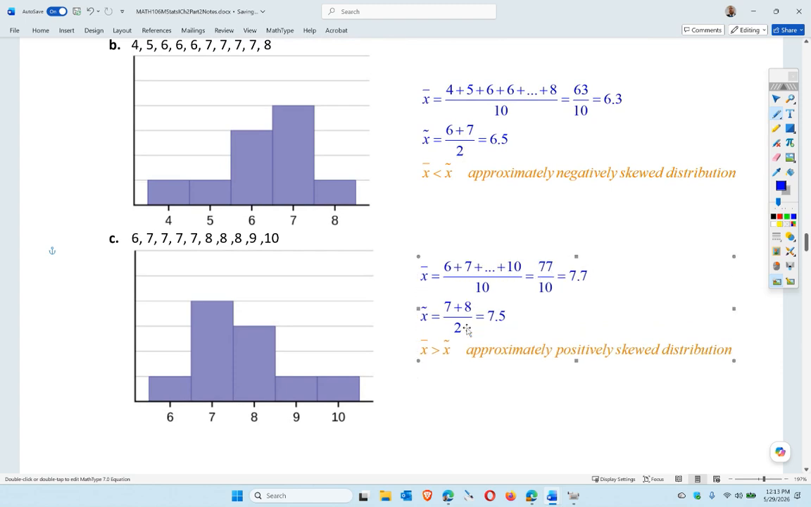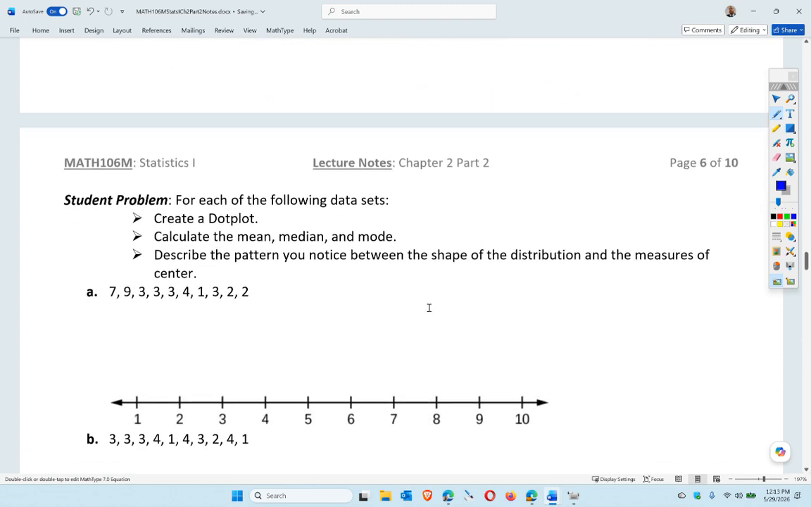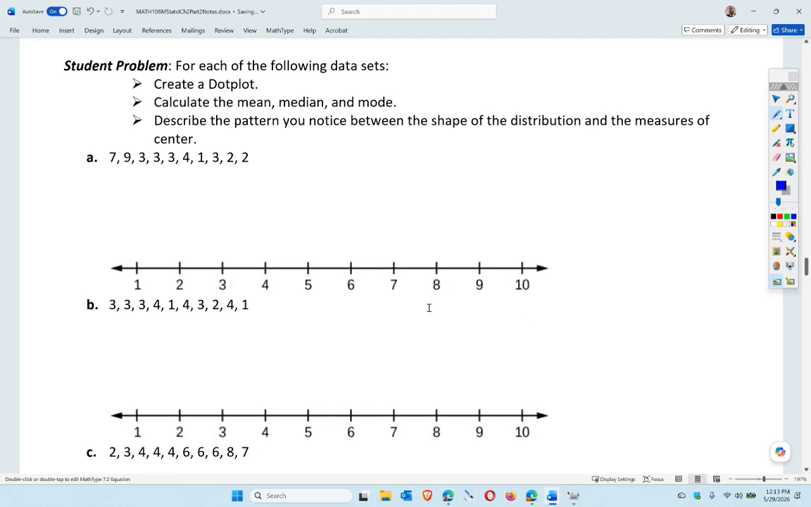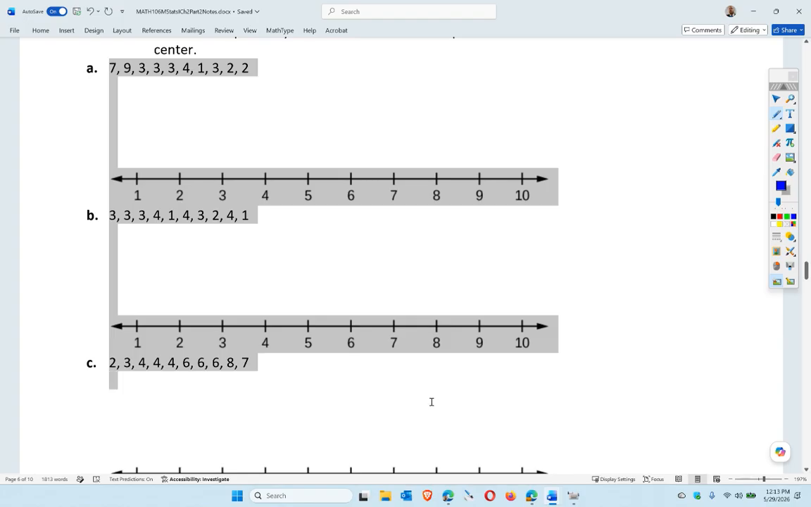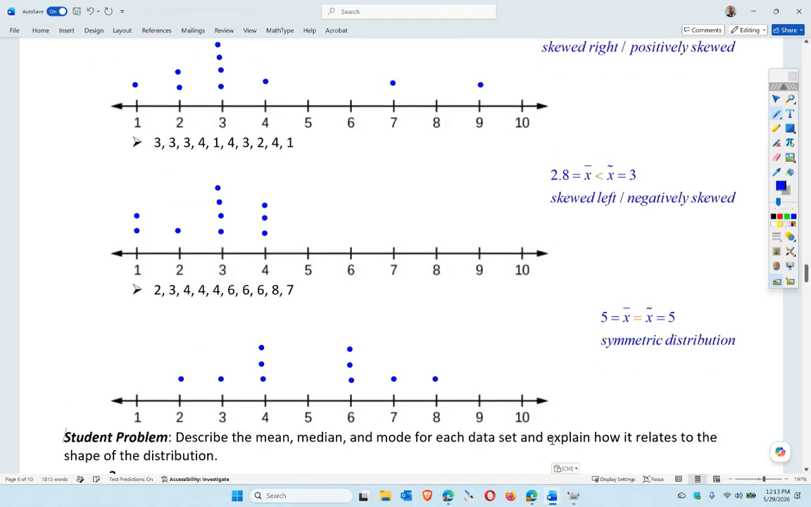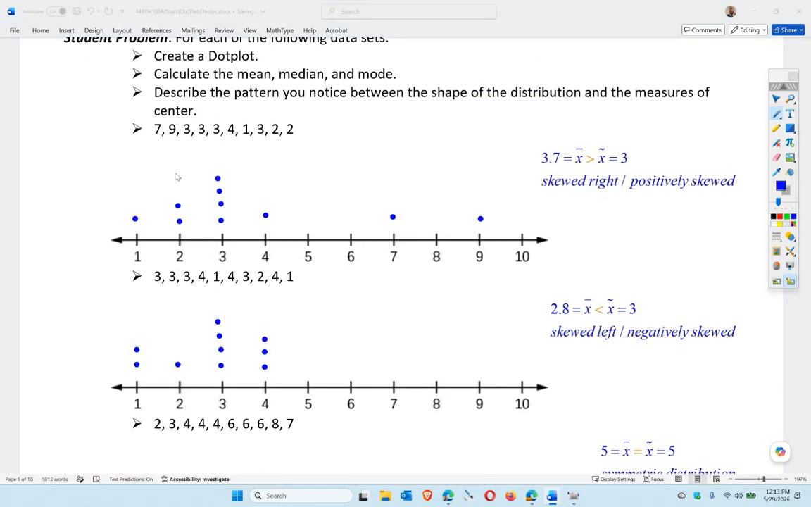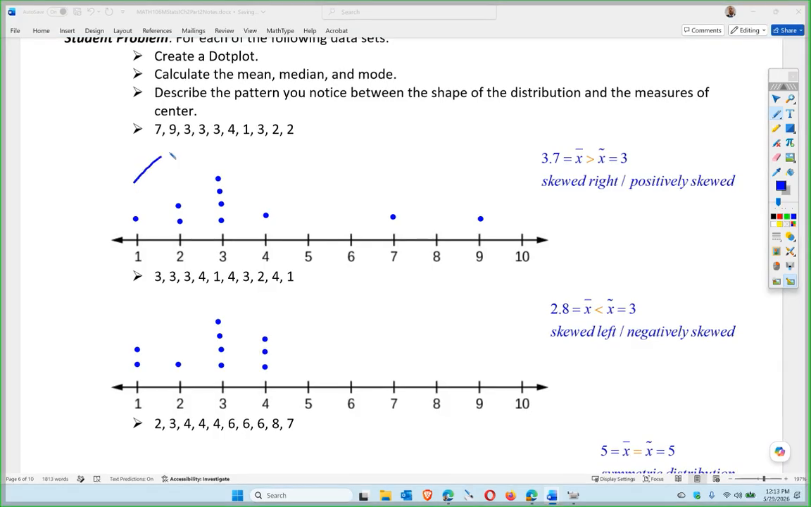Okay, and it's not just histograms. It can be dot plots, anything that shows a distribution, basically. So dot plots do it. So let's say I take these 3 data sets here, and I make dot plots. Well, let's do that. So I'm going to make dot plots, copy, and we'll make dot plots here, which I drew ahead of time.